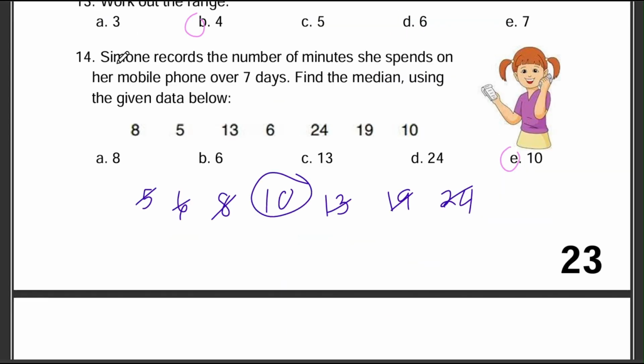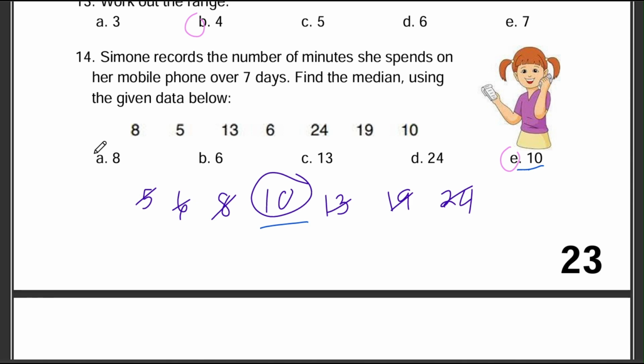Question 14. Find the median of 5, 6, 8, 10, 13, 19, 24. Remember, the median is the middle number in a set of numbers. A, 8. B, 6. C, 13. D, 24. E, 10. The correct answer is E, which is 10. Here's why. The median is the middle number. So first, we arrange the numbers in order, which is already done for us. 5, 6, 8, 10, 13, 19, 24. The middle number is 10. There are 3 numbers before 10 and 3 numbers after 10.